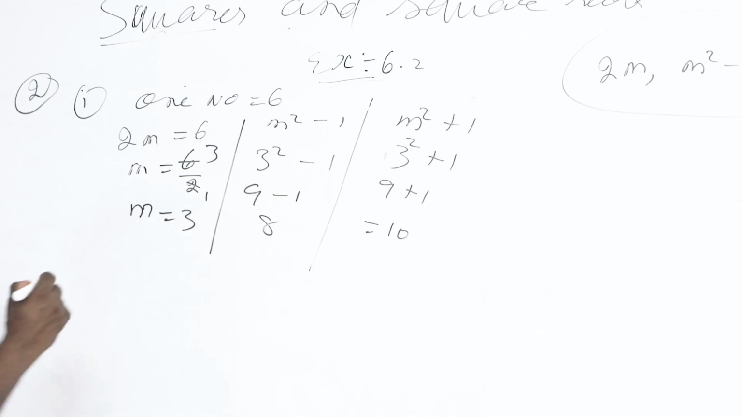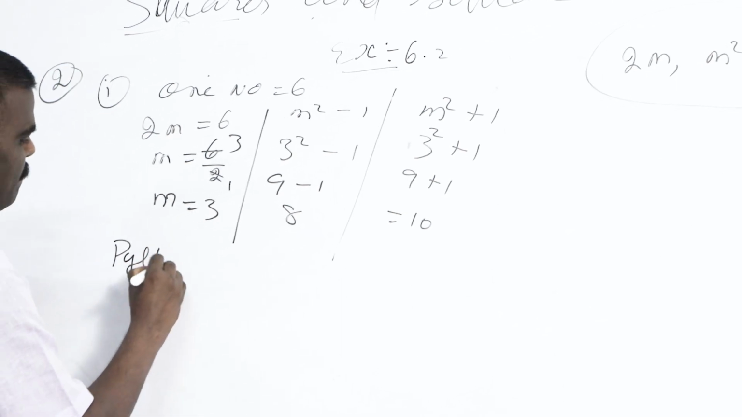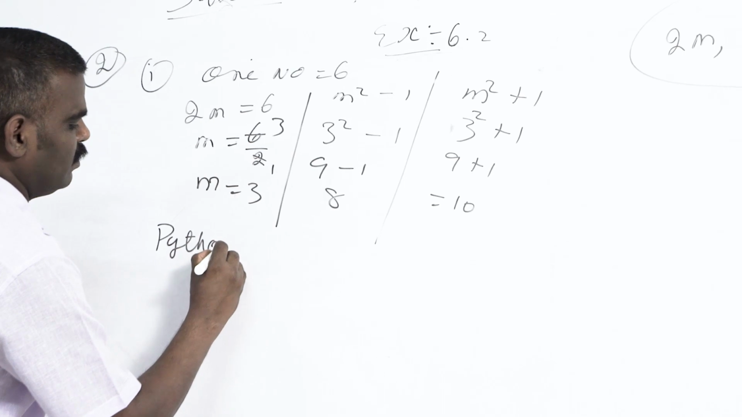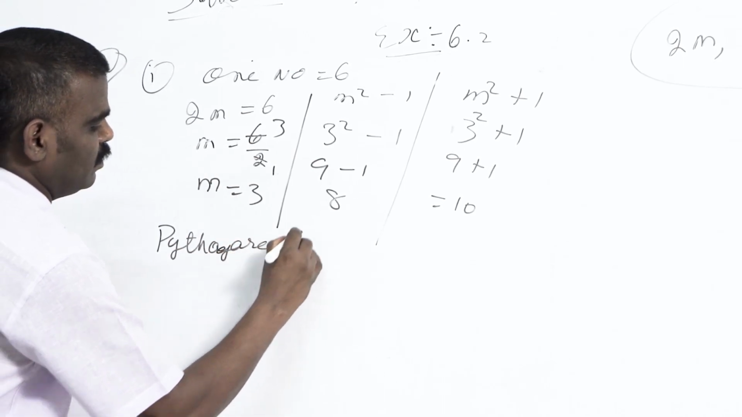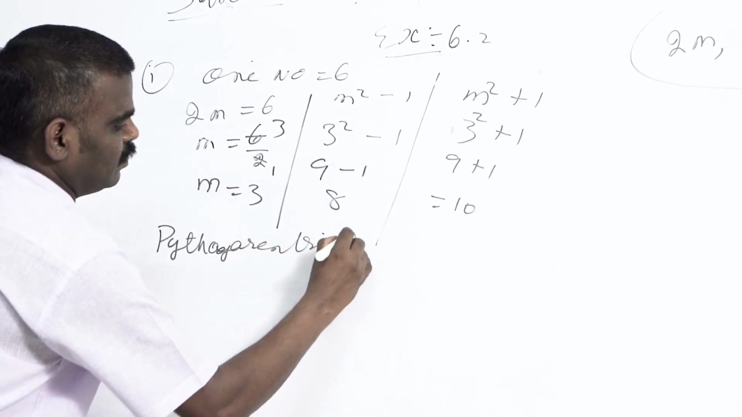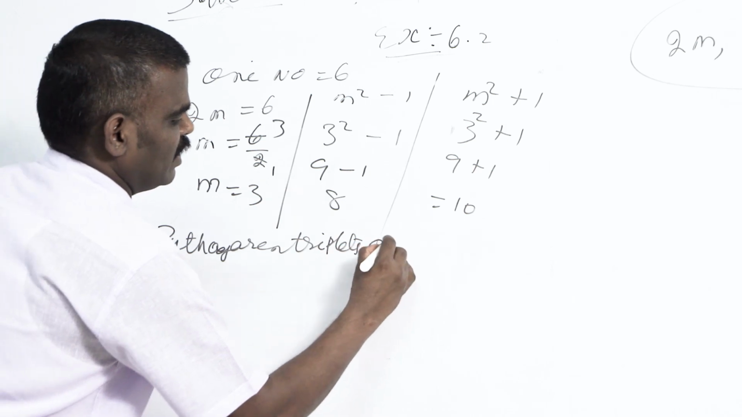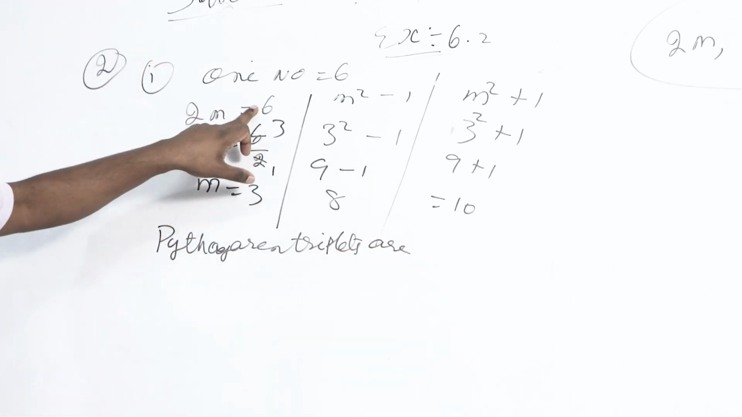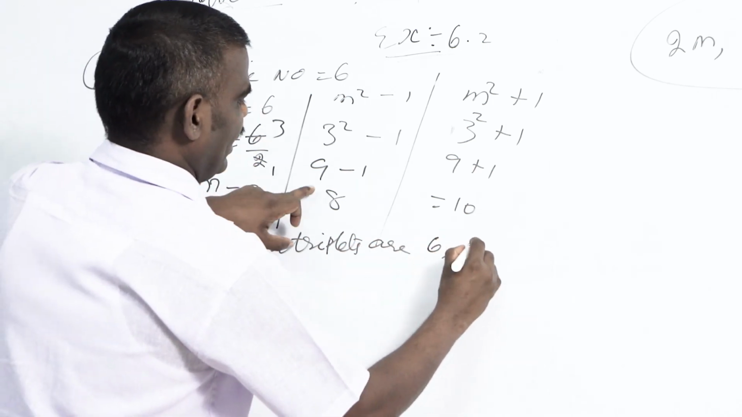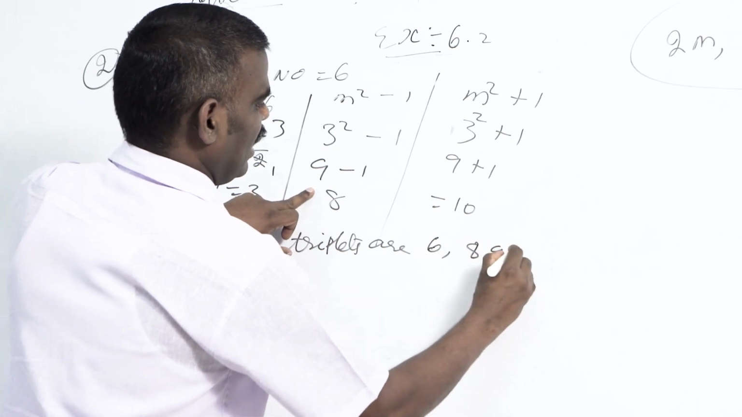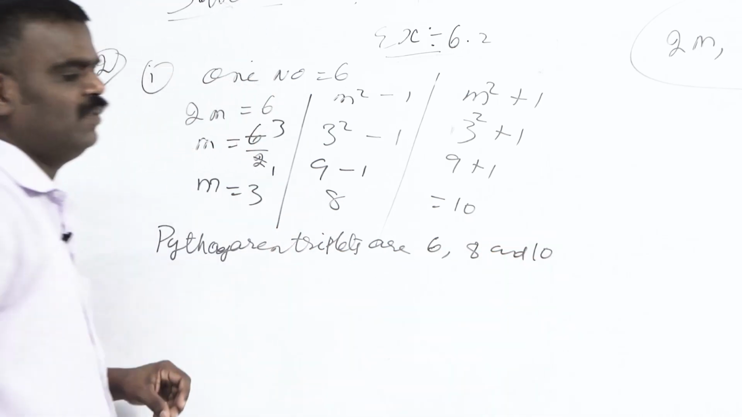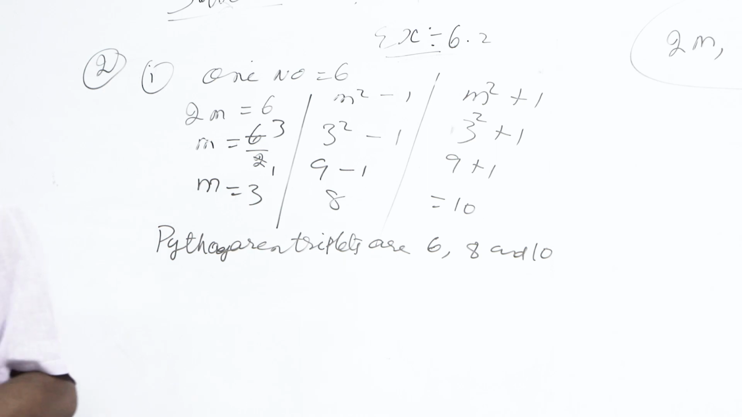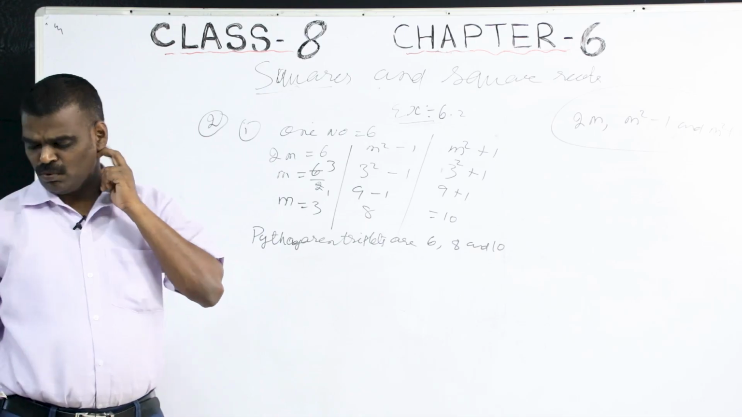Pythagorean triplets. So, triplets are which one? What are the numbers? 6, 8 and 10. So, one question. We will do one or two more questions.